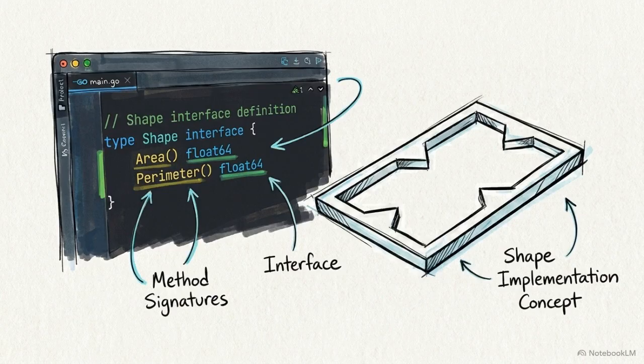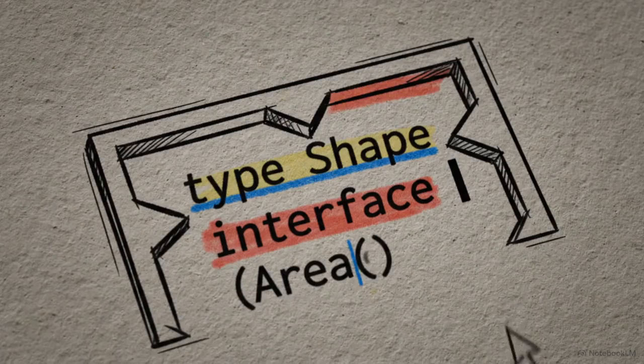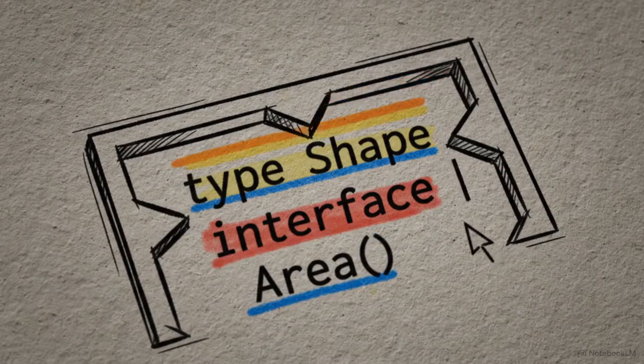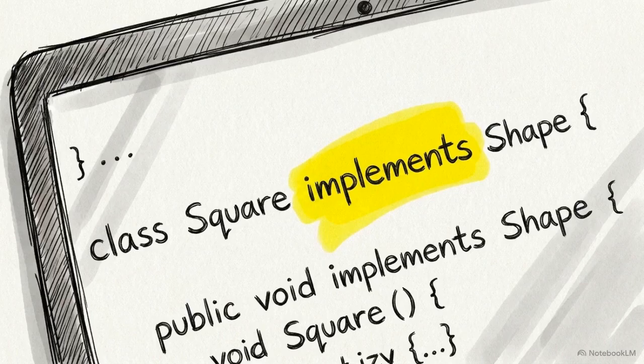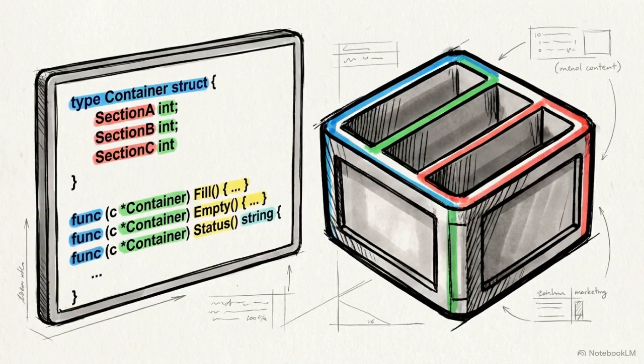To create shared behavior, Go relies on interfaces. An interface is just a blueprint containing required method signatures, like a shape interface that requires an area method. In traditional languages, a class must explicitly type out that it fulfills an interface using specific keywords. The object must be aware of the interface it serves. Instead, Go simply opts for implicit fulfillment.